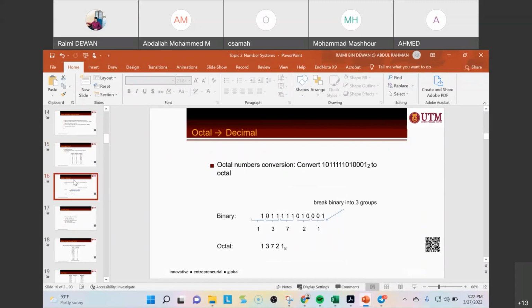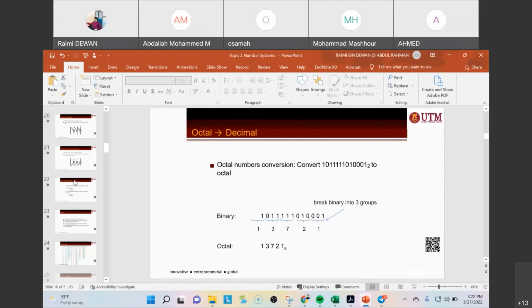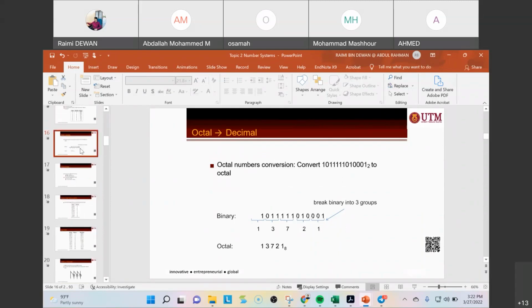So this one is octal to decimal. We have a lot to cover yet. Now, octal to decimal. What is octal? Octal, like octopus, whatever. This one is actually base 8, and this one is decimal.